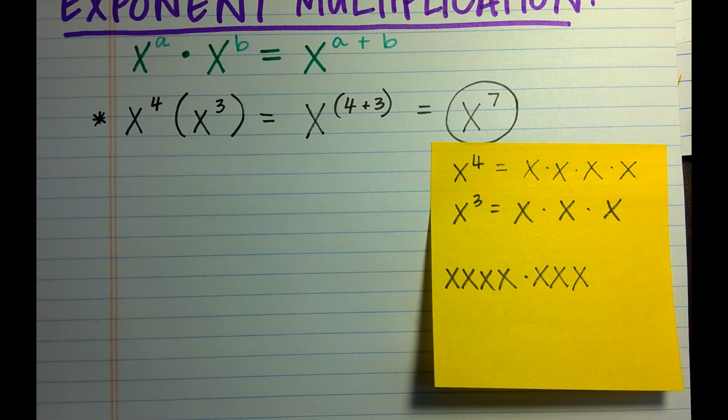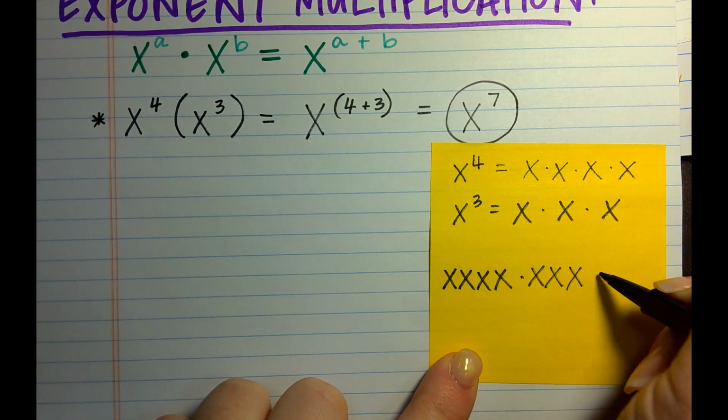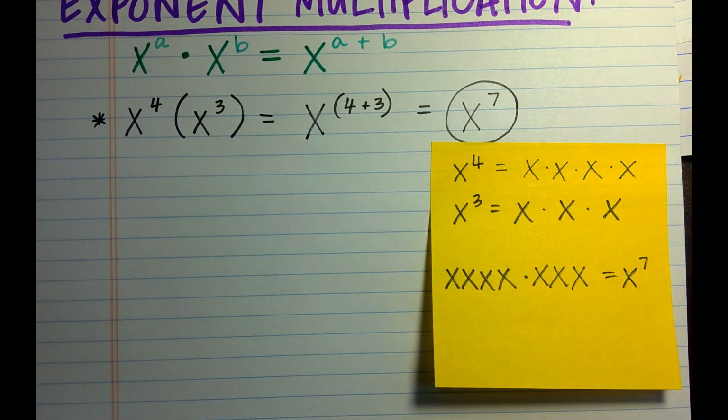If you ever forget that you should add, sometimes a better way to do it is to write it out in more of an expanded form and see how many x's you have in a line. Sometimes that helps a little. So x to the 7. That's our answer.